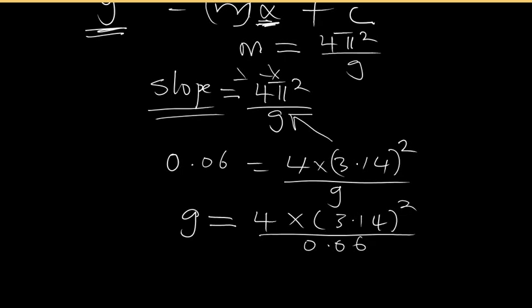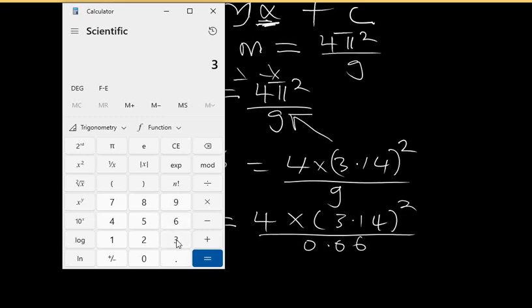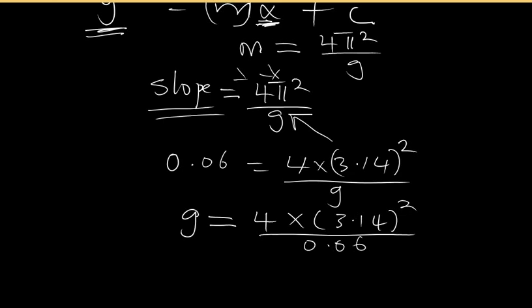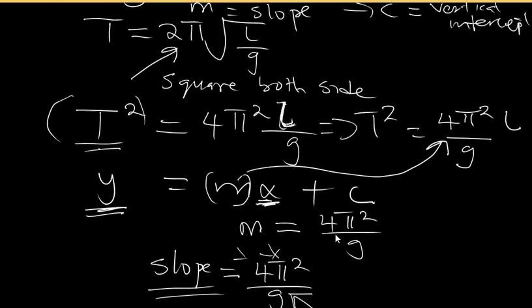Now let's do that calculation. 3.14 square, then multiply by 4, then divided by 0.06. So approximately 6.657.